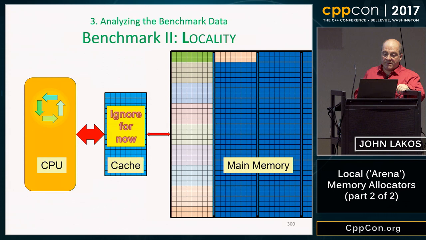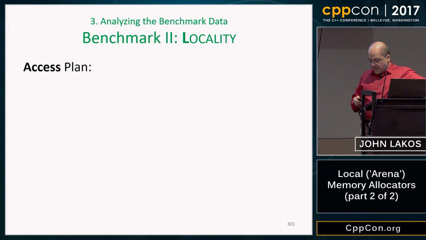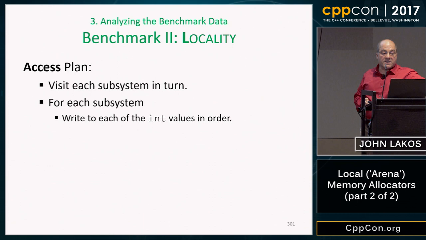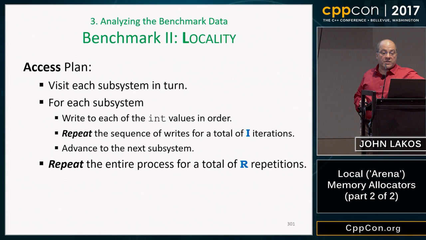Okay, so that's what happens. That's what's happening in memory. Now, the next thing is we're going to visit each subsystem in turn. For each subsystem, we're going to write to each of the int values in order, which means the linked list is a linked list of int. We're going to repeat the sequence of writes for a total of I iterations. We're going to advance to the next subsystem and repeat the entire thing for a total of R repetitions.